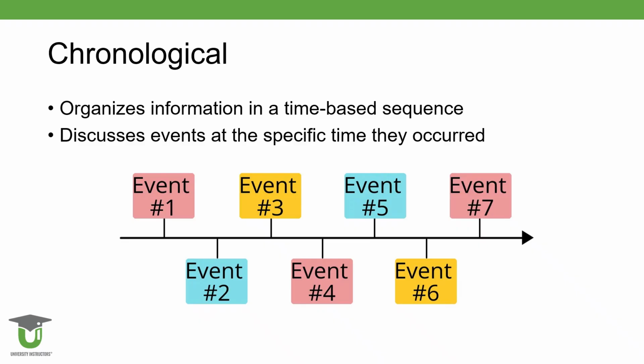The chronological text structure is often confused with the sequence text structure. However, they are different. Text that is structured chronologically presents information in a time-based sequence, discussing events that occurred at a specific time and often in a specific setting. Authors use this structure when they need to describe a series of events in the order in which they happened, such as historical narratives, biographies, or true stories.